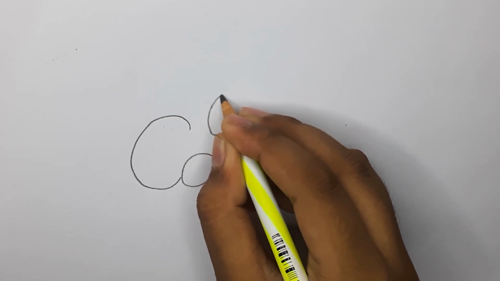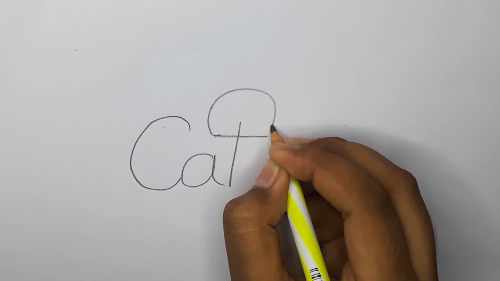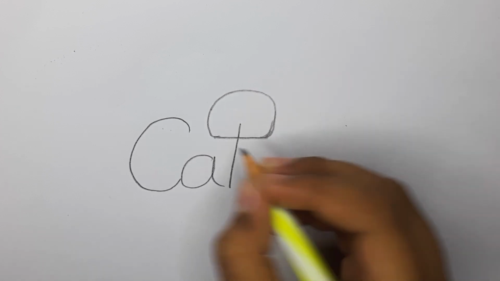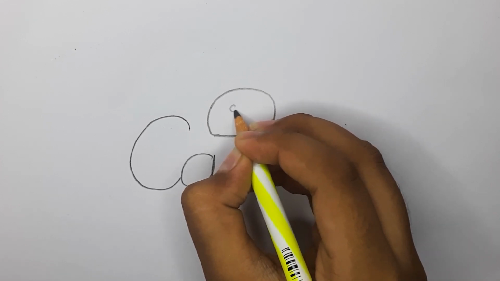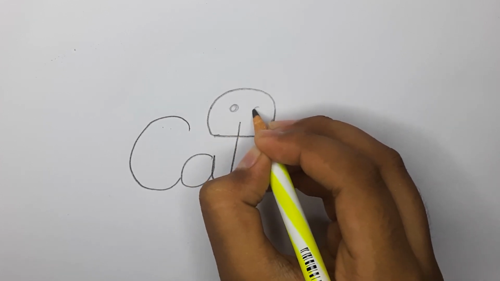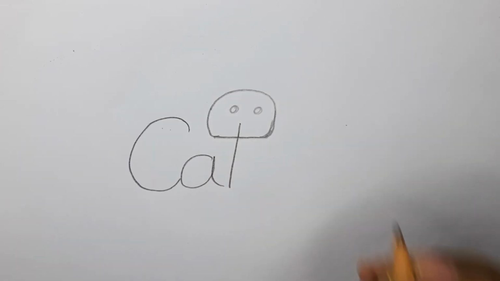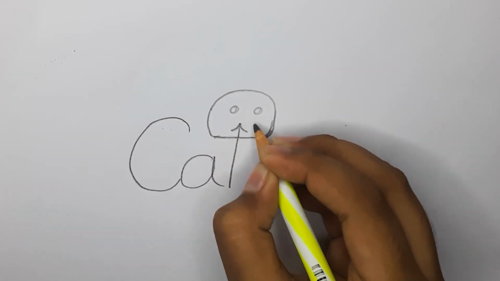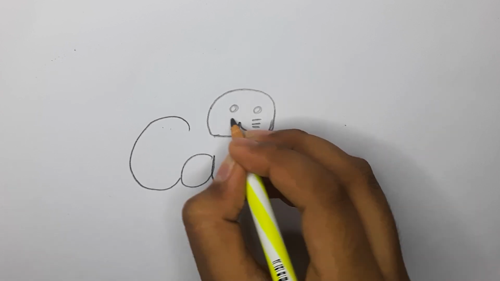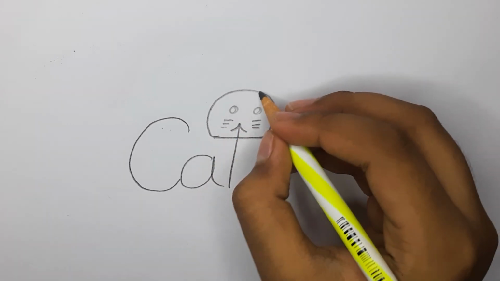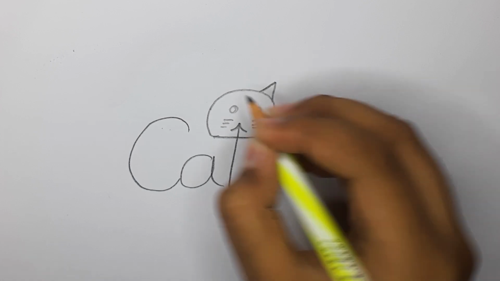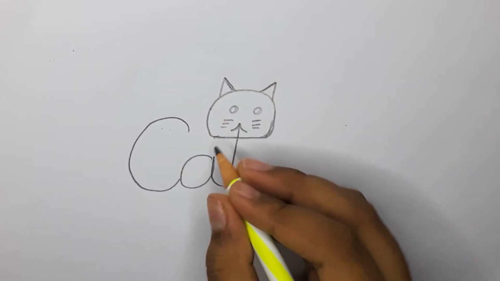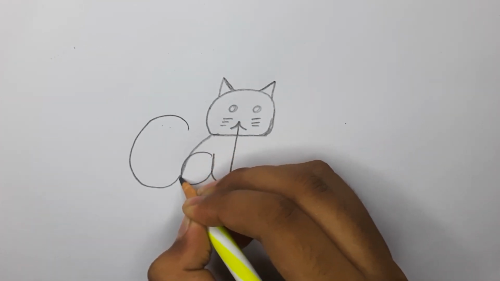Now I'm going to draw the cat's head. Now the eyes. And the mouth. And the whiskers. Cats also have ears, so we'll draw the ears. Now we'll draw the body.